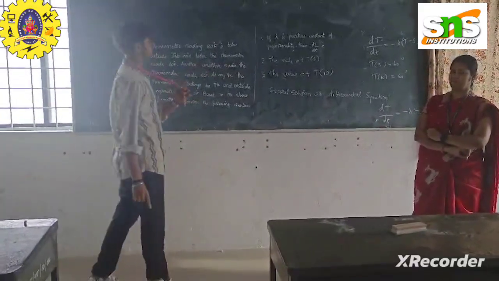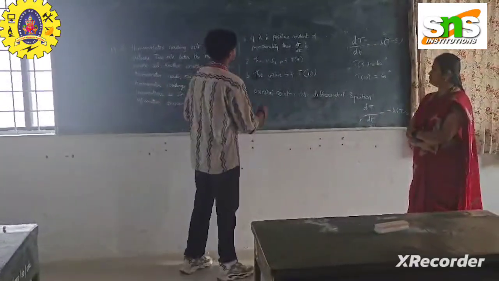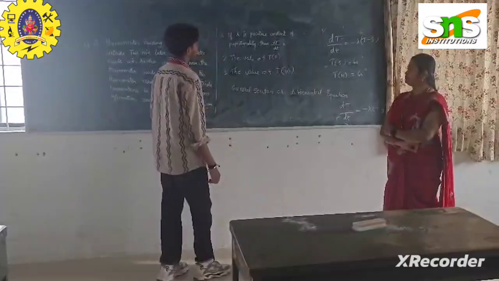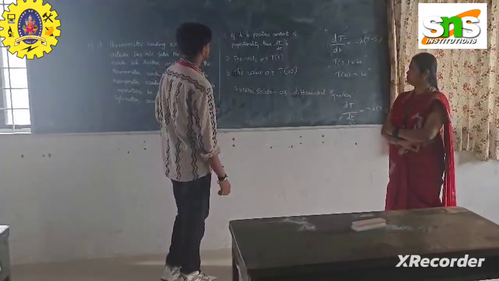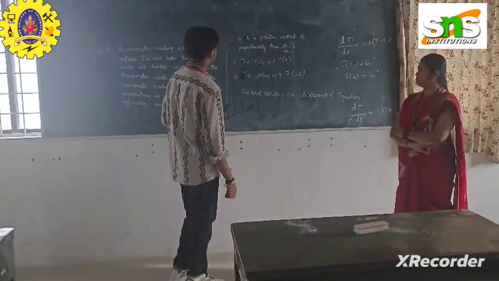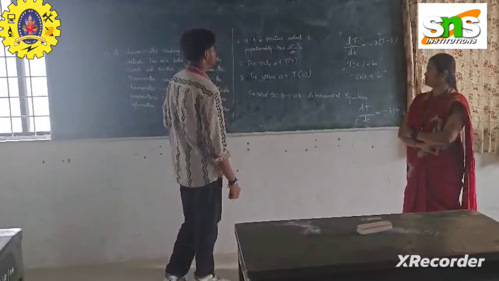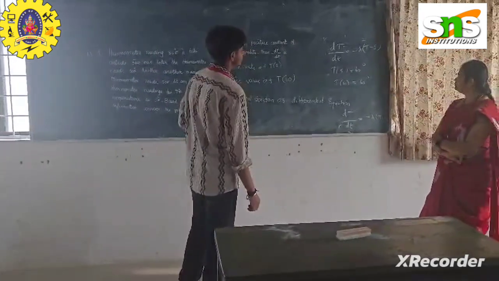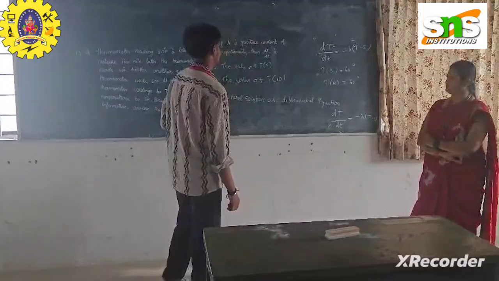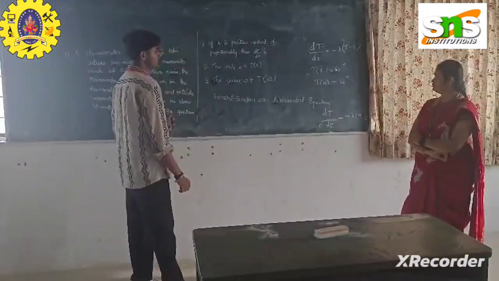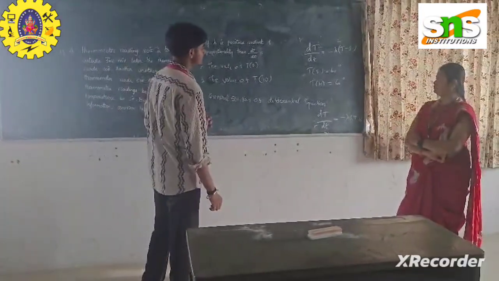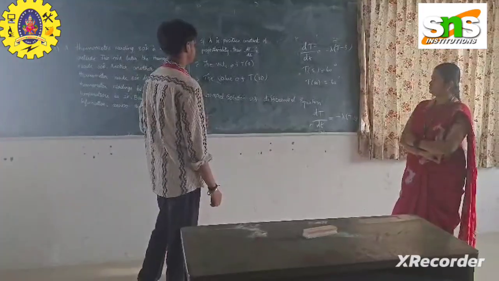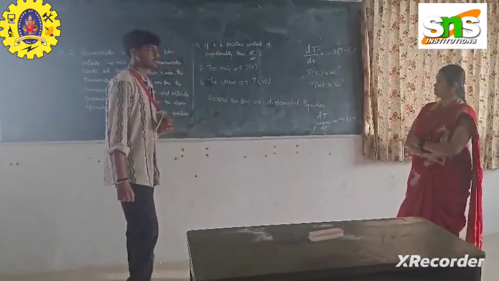Let me explain the questions for the answer. If lambda is a positive constant of proportionality, then dT by dt is minus lambda into T minus S. The value of T of 5 will be 60 degree. The value of T of 10 will be 50 degree.